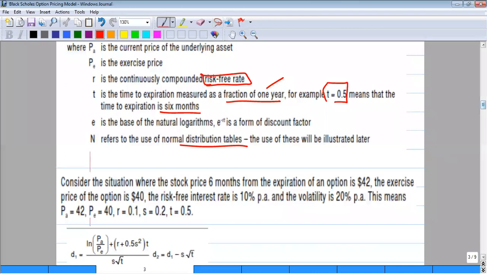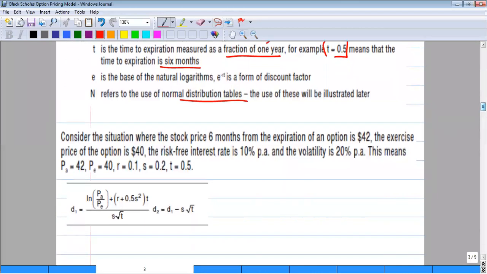Let's take this example. Consider the situation where the stock price, 6 months from the expiration of an option, is $42. The exercise price of the option is $40. The risk-free rate is 10%, and the volatility is 20%. This means that PA is 42, PE is 40, R is 0.1, S is 0.2, and the time period is 0.5.